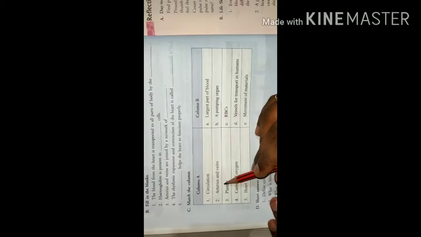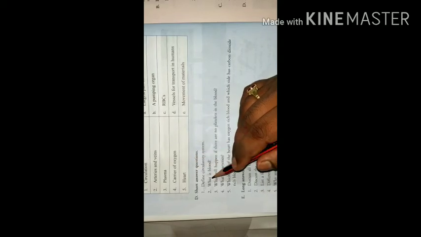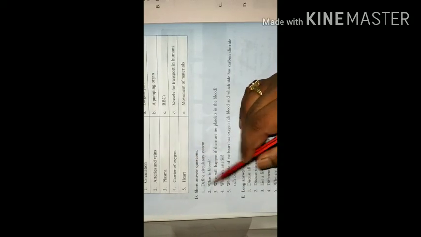So fill in the blanks and matching you do in your homework, and in the next class we will do the answer questions of this chapter.